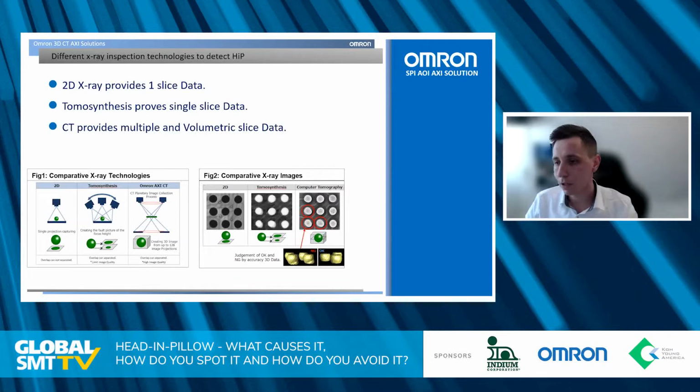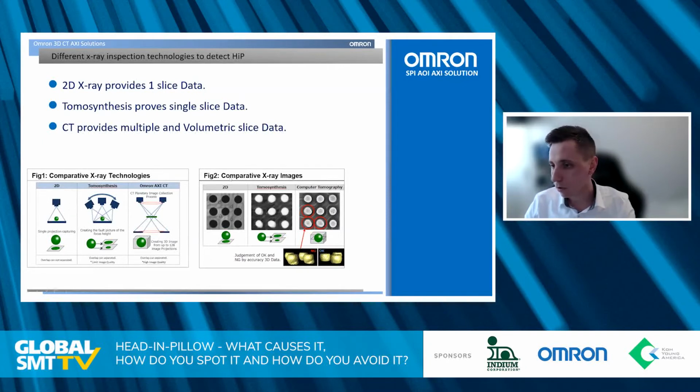Here we are taking images 360 degrees around our measured object, moving around our object and taking many images. Based on all those images, we are reconstructing a full volumetric image. So here you have 100% information about what is happening in your measured object, and very detailed information about all defects and everything that is going on.